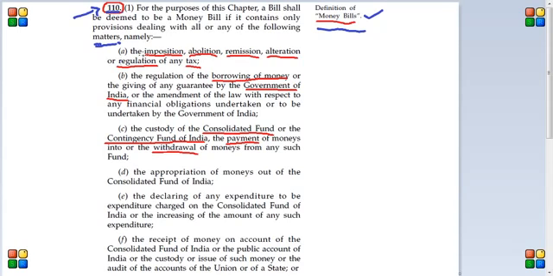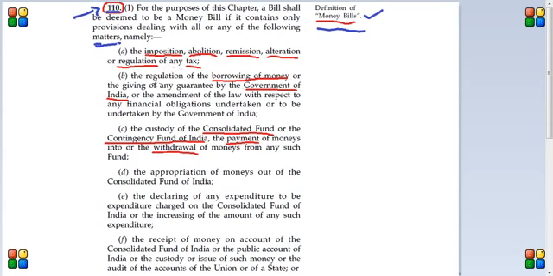Okay, first thing, A, the imposition, abolition, remission, alteration, or regulation of any tax. It's pretty simple. If any new tax has to be imposed, or if an existing tax has to be abolished or altered, then if any such provisions are present in a bill, that bill is known as a money bill.